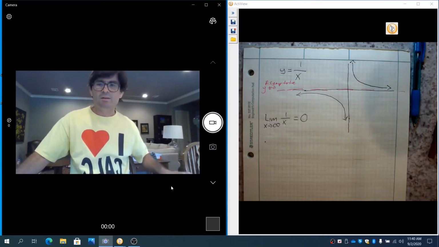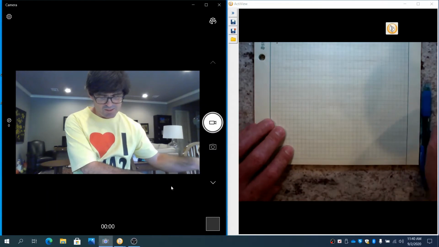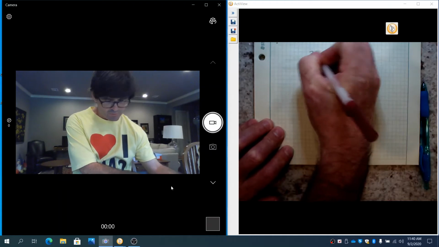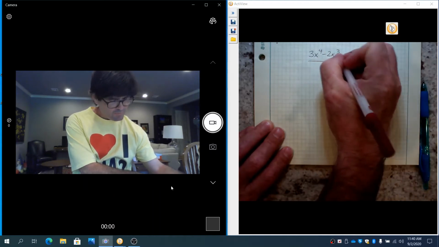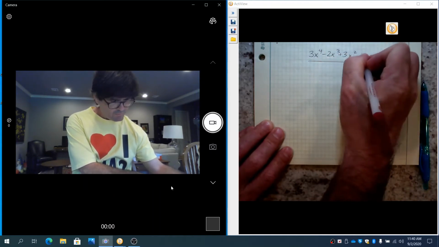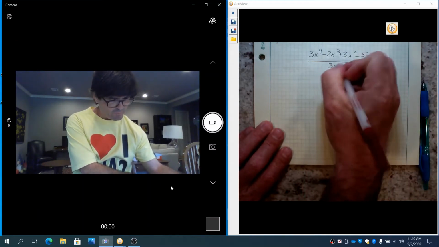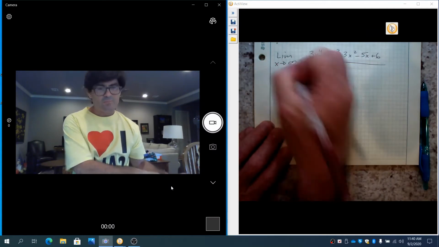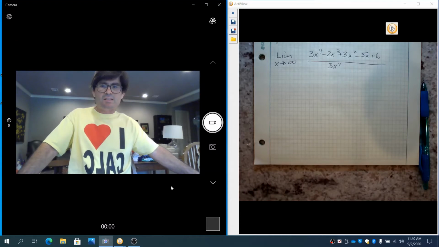But I want to use an example next, and that is expressed as a rational function. We'll do 3x to the fourth minus 2x cubed plus 3x squared minus 5x plus 6, all on top, and then divide it just by simply 3x to the fourth. And I'm going to go ahead and write it here. Limit as x goes to infinity. Before we do any math, this is just a question. It says, what happens to this function as x goes right really far? That's all we're asking here.